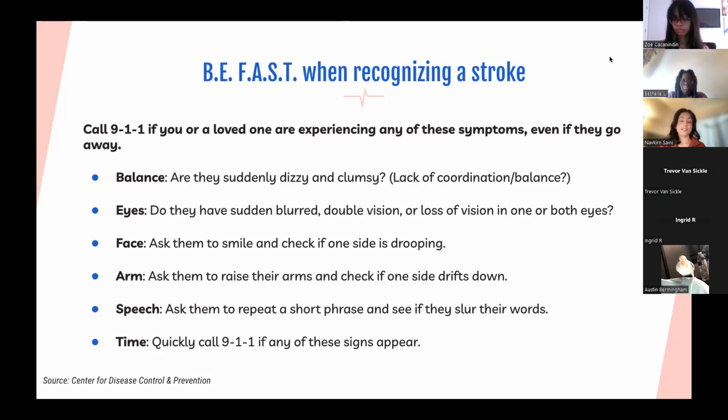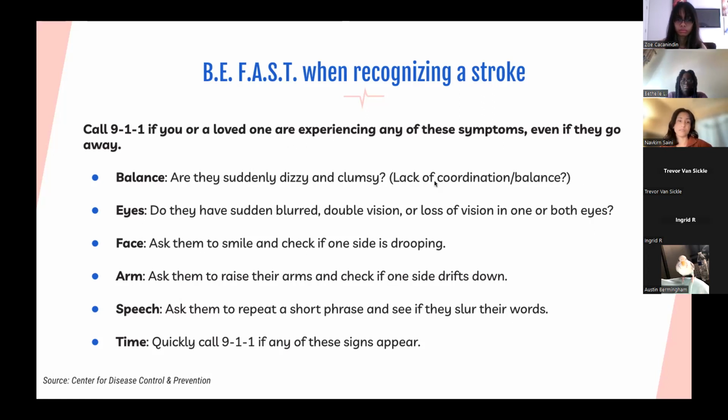So in this case, this is why the acronym BE FAST exists, and this mainly applies to stroke. We all know that in a health emergency, you should call 911 if someone's experiencing any abnormal events. So the first key to consider is balance. This means you want to consider, are they dizzy or are they clumsy? Maybe they are losing balance, or they have a lack of coordination.